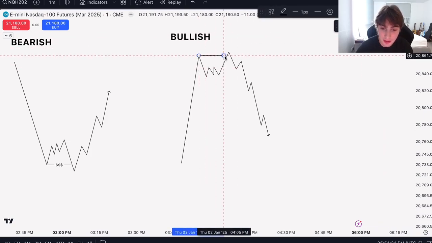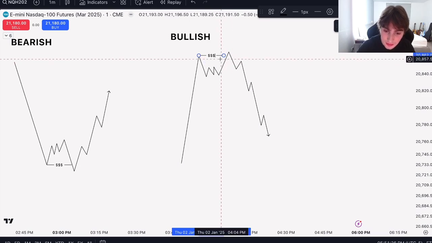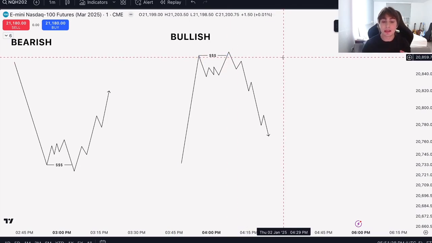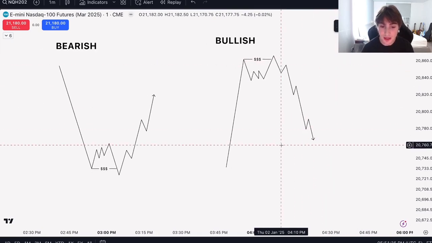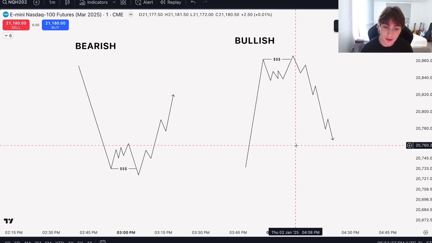And so this high right here becomes liquidity because there are plenty of resting stop losses there, and price will hunt those stop losses before it then moves in the direction it wants. And so being able to identify liquidity is what helps you avoid being liquidity.